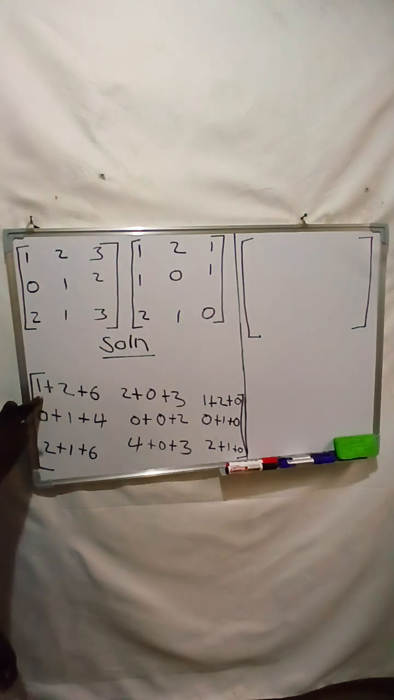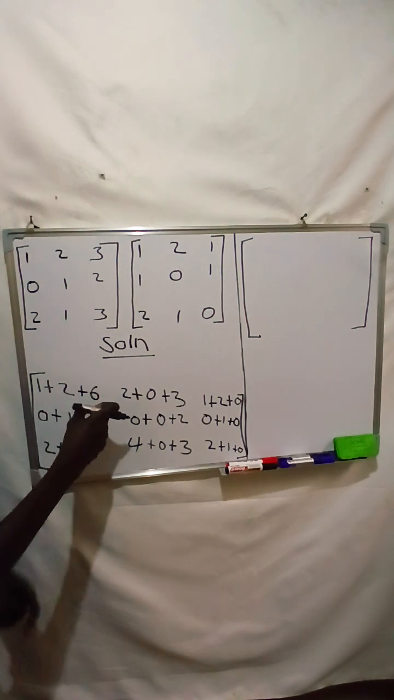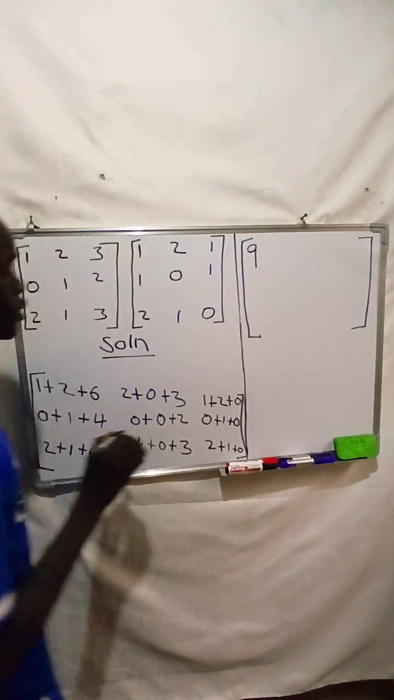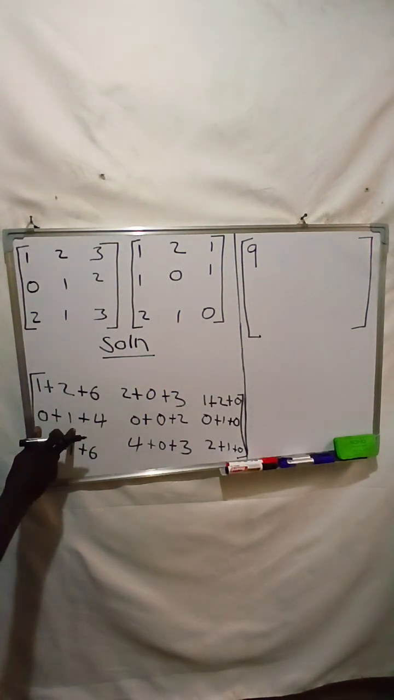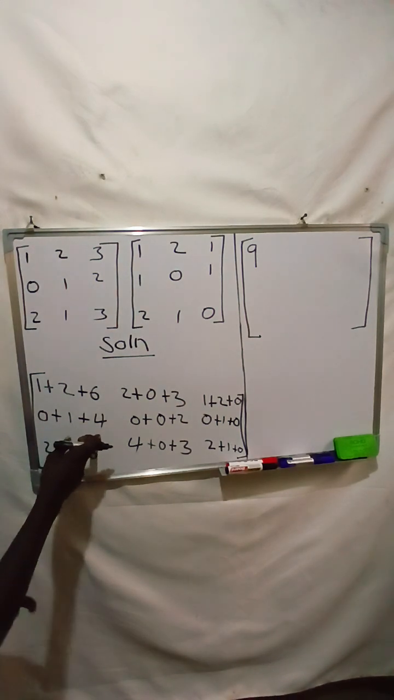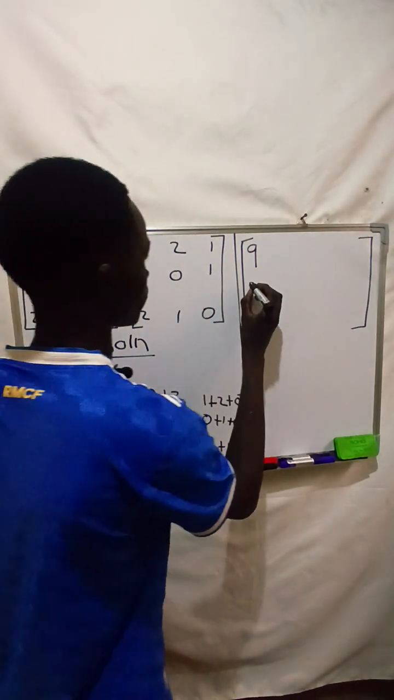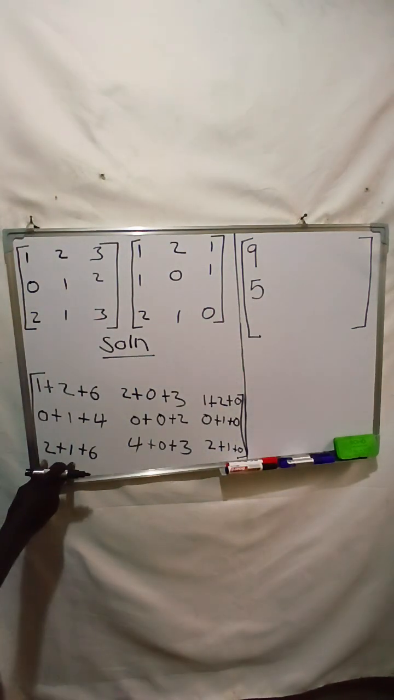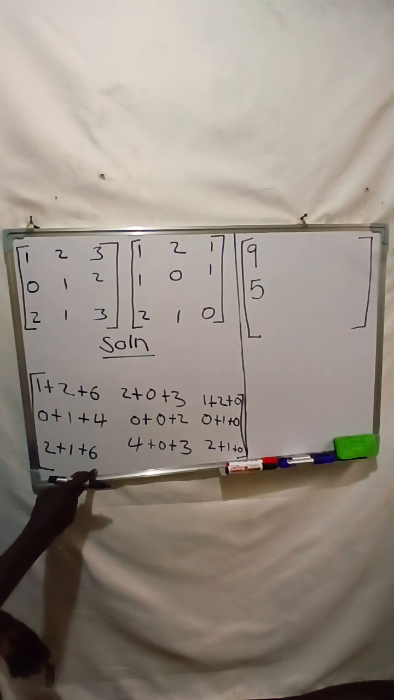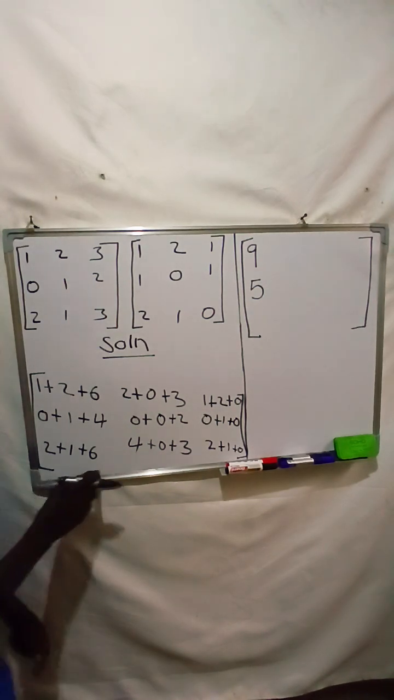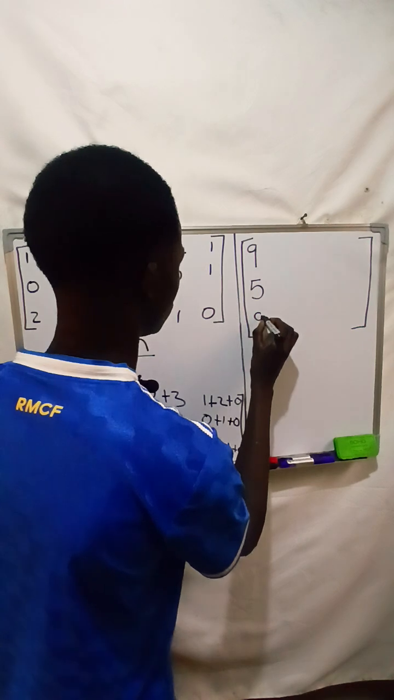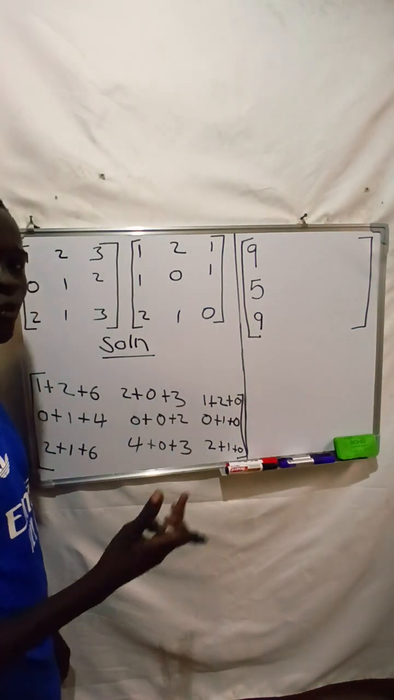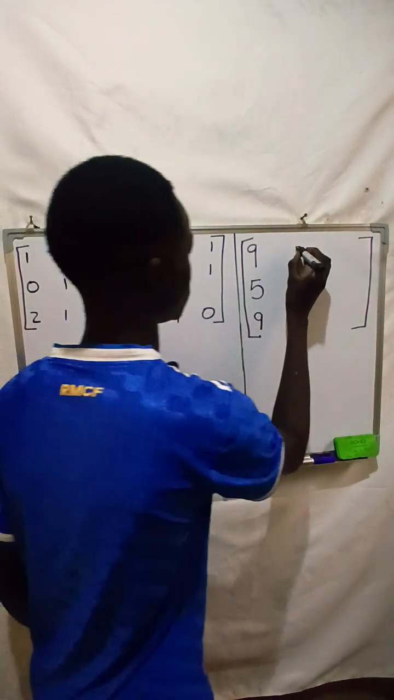Here let us have 1 plus 2 plus 6. What do we have? I think we're having 9, right? Okay. How about 0 plus 1 plus 4? What do we have? I think we're having 5, right? Here we're going to have 5. Okay, how about 2 plus 1 plus 6? What do we have, guys? I think we're having 9, right? Okay, now put it here. Now how about 2 plus 0 plus 3? What do we have? I think we're having 5, right? Okay, we put it here.